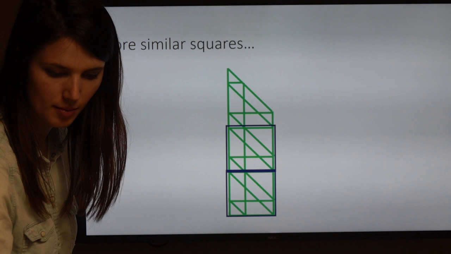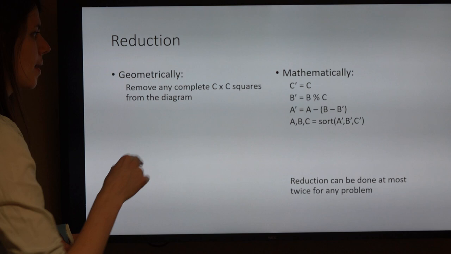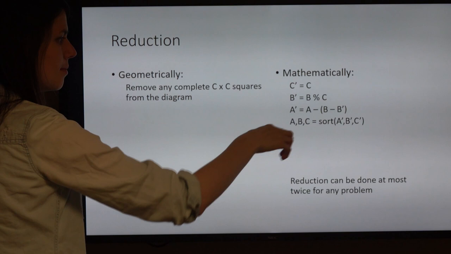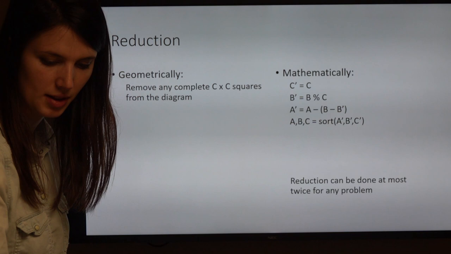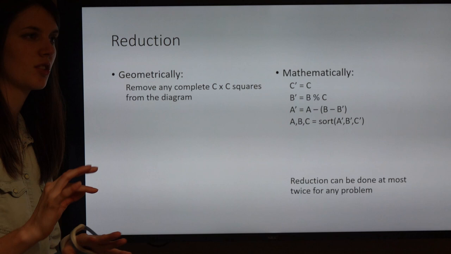And so this is the mathematical algorithm for chopping off a side. We set C prime equal to C, and then we take B prime equal to B mod C. And then we calculate A by subtracting off B minus B prime. And then once we have those three numbers, we sort them to get A, B, and C again, because the order might have changed, and C always has to be the smallest. And as in the previous example, reduction can be done twice, but it cannot be done more than that. So once you've chopped off squares twice, you're in something called a reduced form.